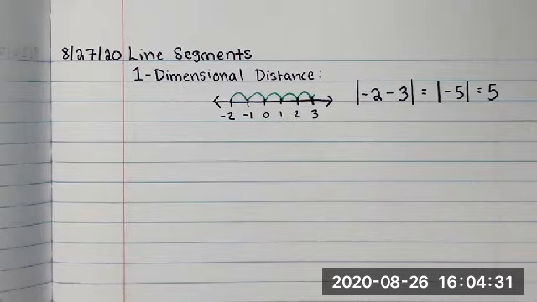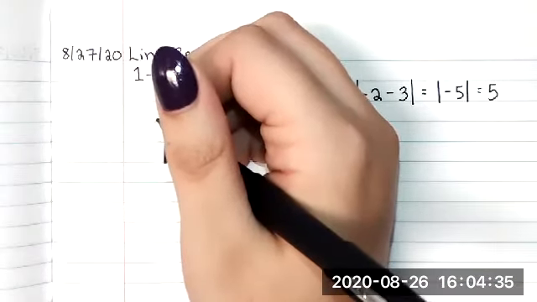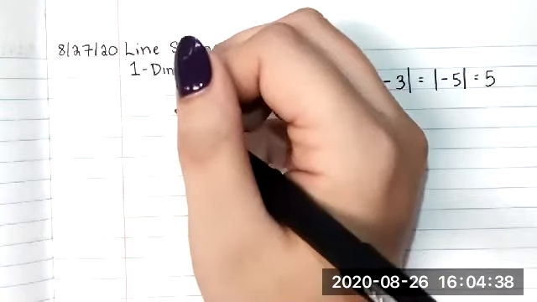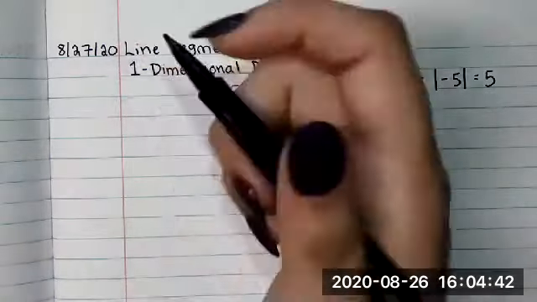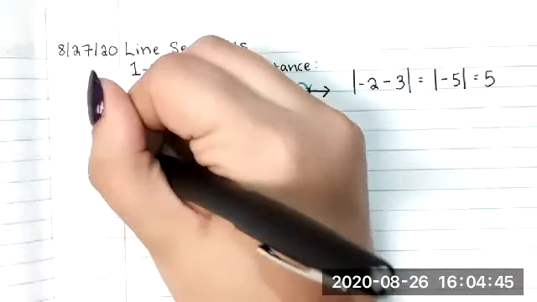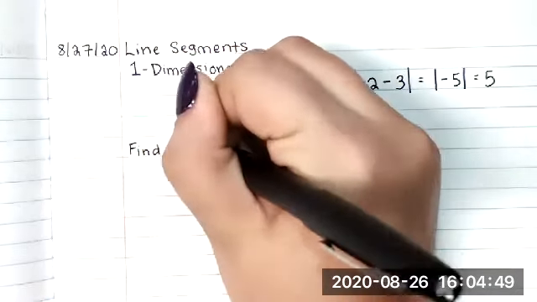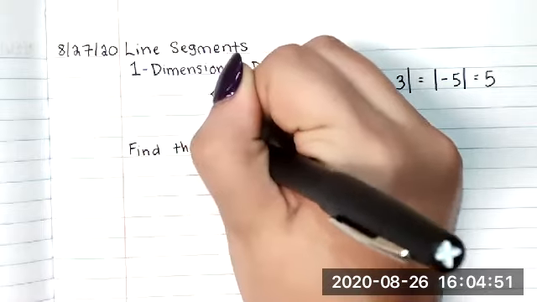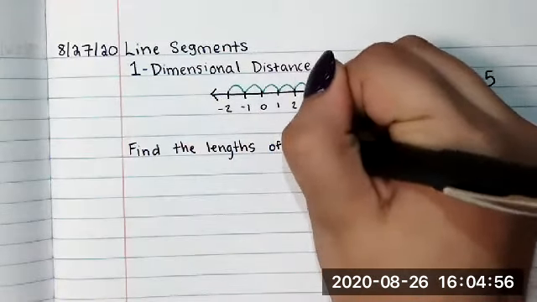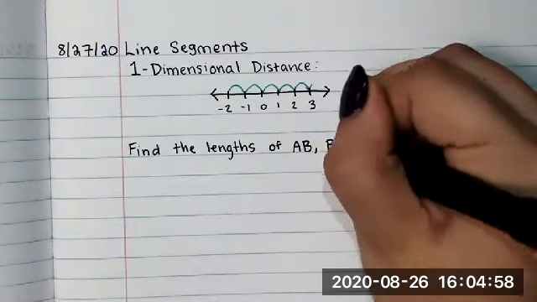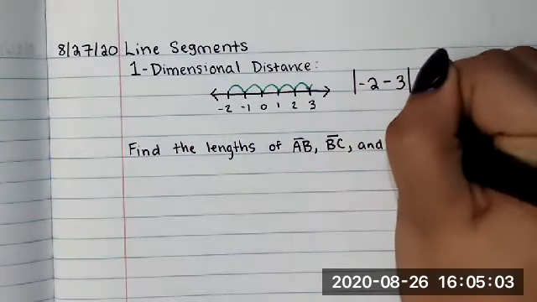All right. So we can use that same concept to find lengths of line segments when we're dealing with them in one dimension, meaning on a number line. So let's find the lengths of AB, BC, and AC.